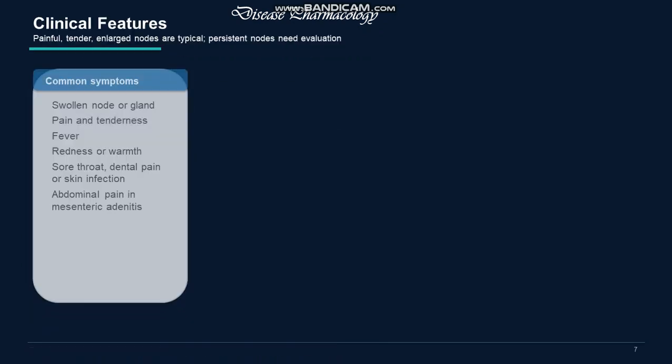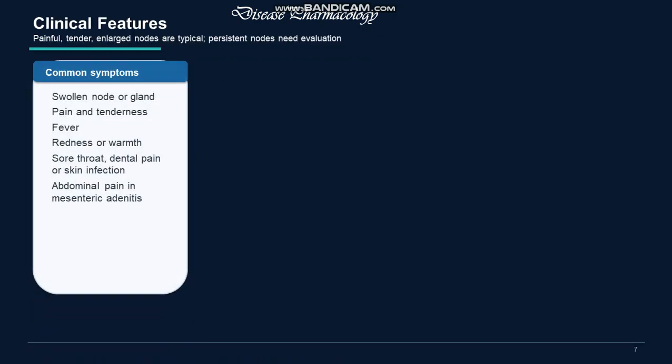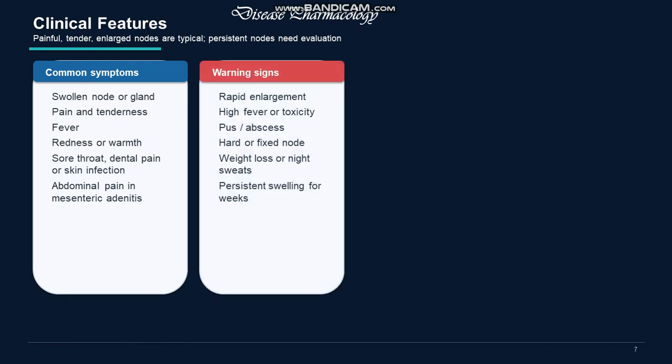Clinical features are the common features: swollen node or gland, pain, tenderness, fever, redness or warmth, sore throat, dental pain, abdominal pain in mesenteric adenitis. Warning signs that are especially important: rapid enlargement, high fever or toxicity, pus or abscess, hard or fixed node, weight loss or night sweats, persistent swelling for weeks.